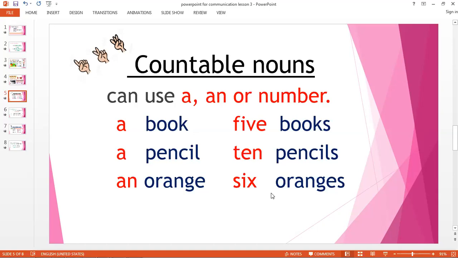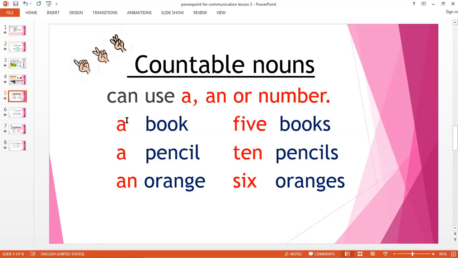Now, why did we not use an here, instead of using a? Or instead of using an, why are we using a pencil here? Can you remember why we used a instead of an? And here, why do we use an instead of a?